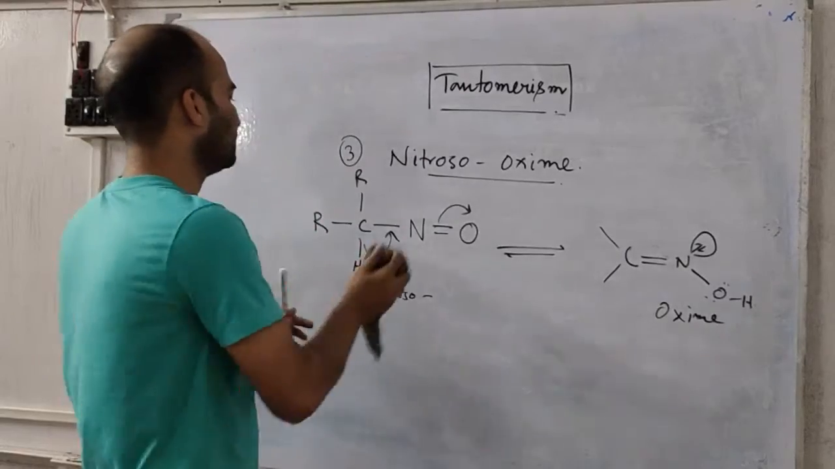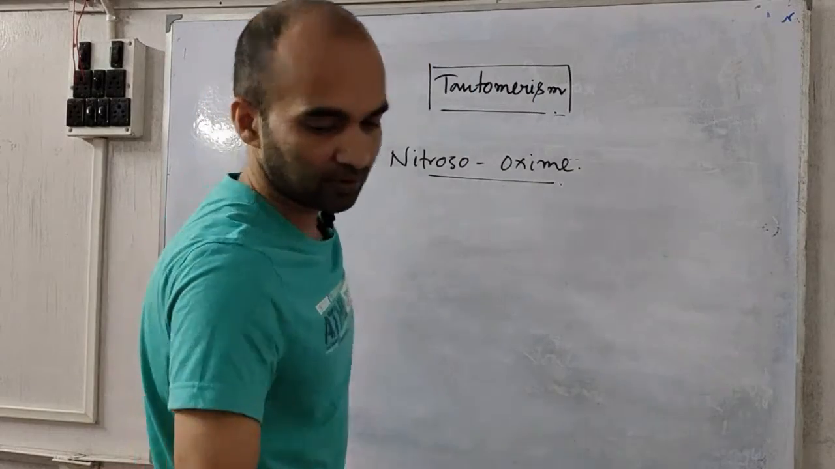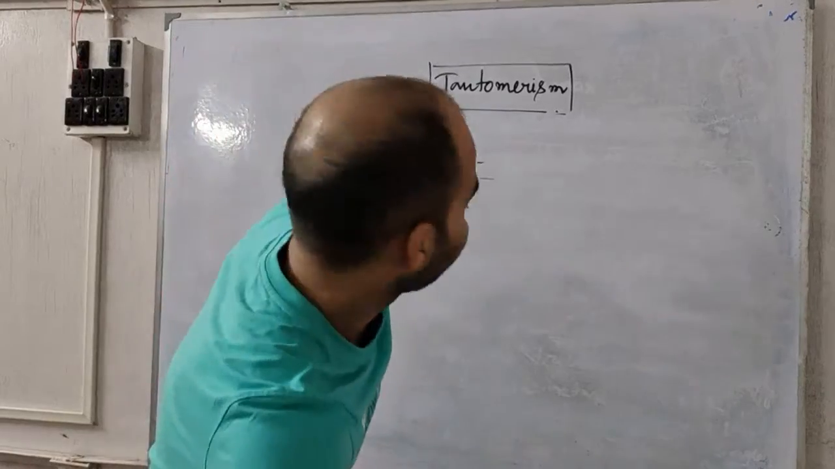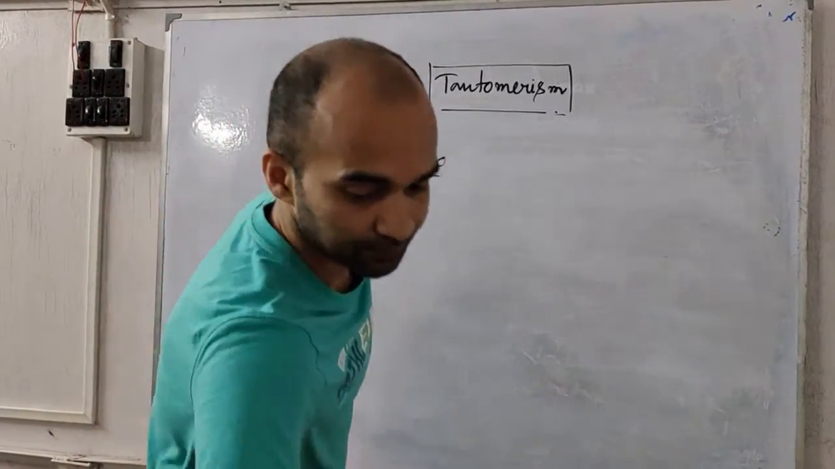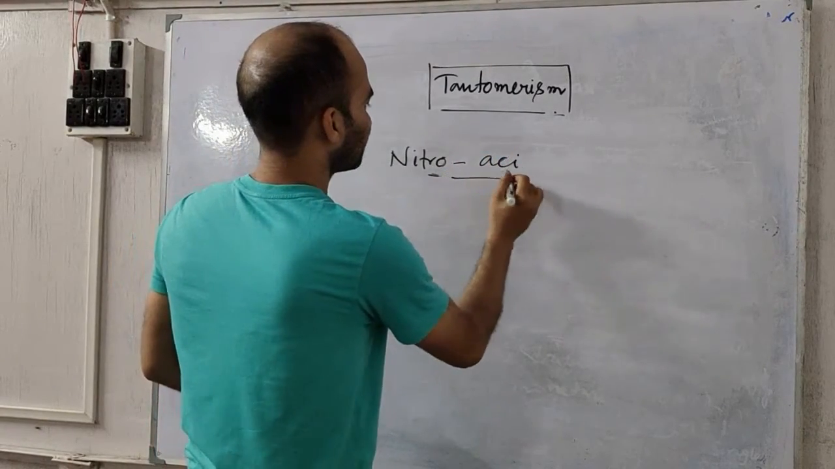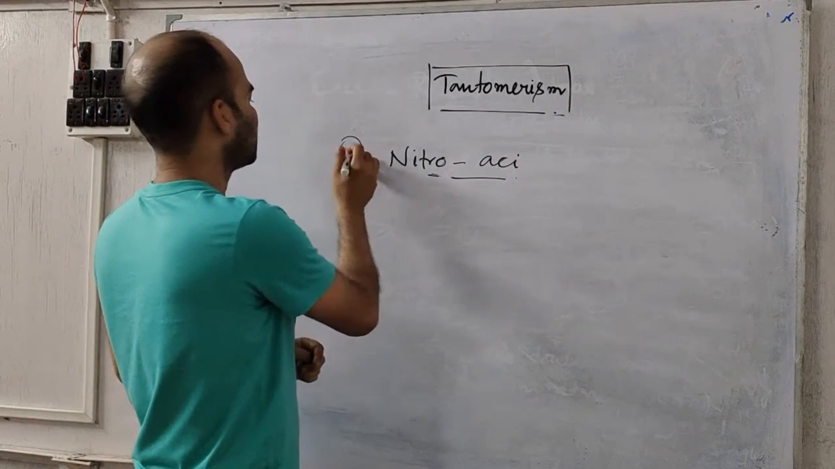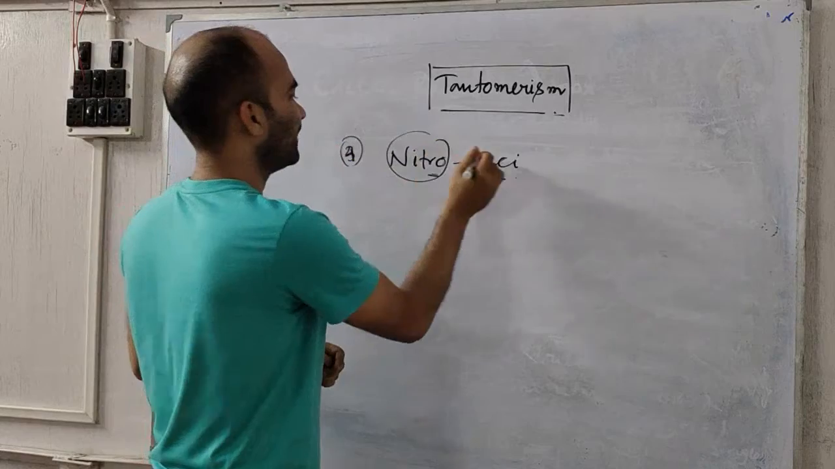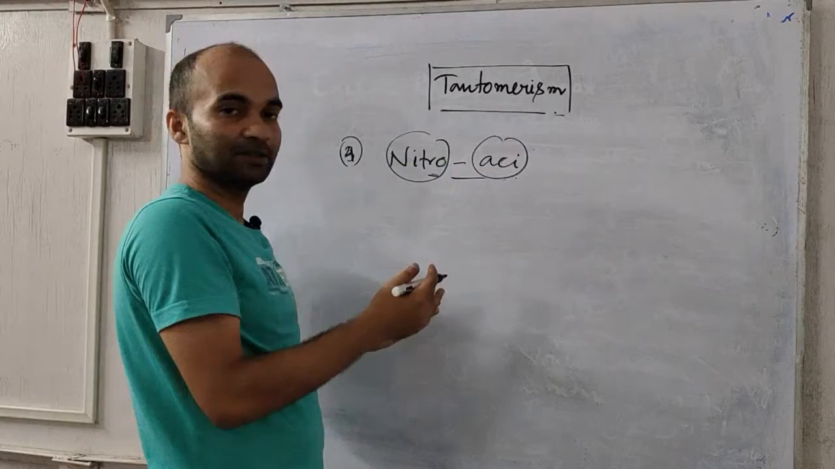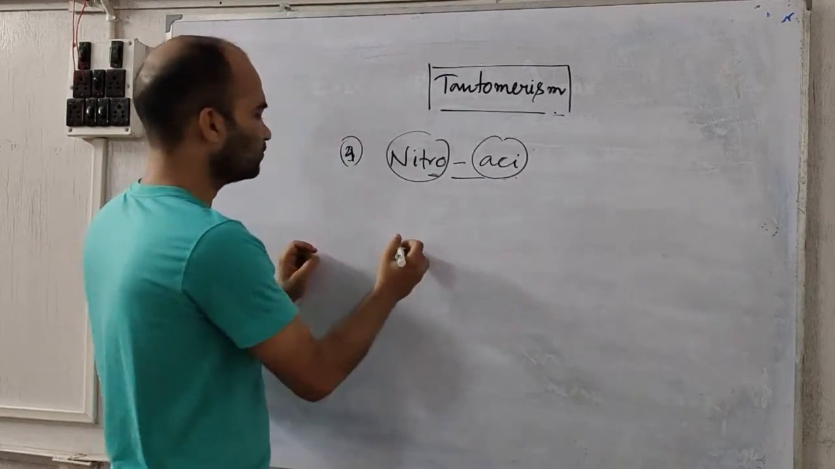Now the fourth one is nitroaci tautomerism. If we pronounce this structure as nitro and aci, then we can easily predict that this tautomerism is between a nitro form and an aci form. How?